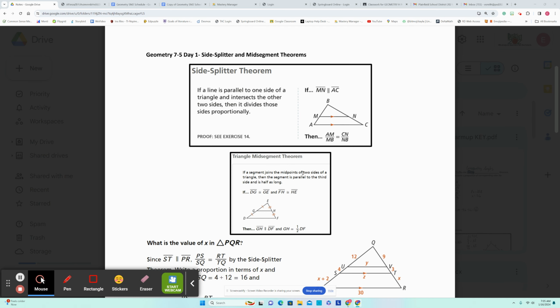If a segment joins the midpoints of two sides of a triangle, then the segment is parallel to the third side and is half as long. So what we're saying here is that if DG is congruent to GE and FH is congruent to EF, we know that GH joins midpoints. We're not saying that both these sides are congruent, just that this joins the midpoints of the two sides. So GH would be parallel to DF, and GH is going to equal half of DF.